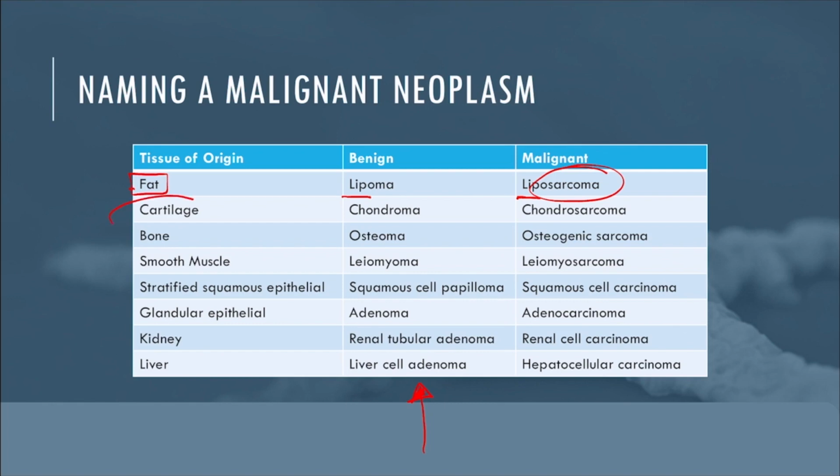Similarly, cartilage, right? We start with chondro to tell you the tissue of origin. Chondroma would be benign. Chondrosarcoma tells you it is malignant of the soft tissue that falls under that larger category of all of our sarcomas. So the name itself gives you a lot of information on the type of cancer it is and where it originated.